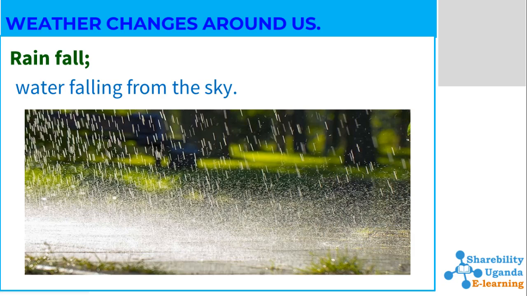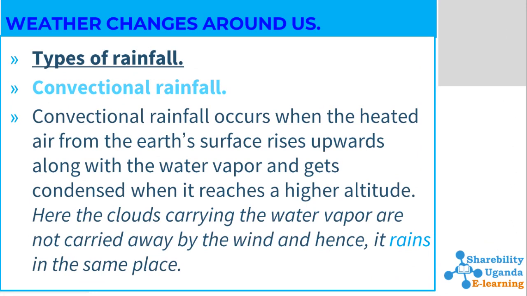Rainfall is simply water falling from the sky. We have three major types of rainfall. We have convectional rainfall, which is the type of rainfall which occurs when the heated air from the Earth's surface rises upwards along with the water vapor and gets condensed when it reaches a higher altitude.